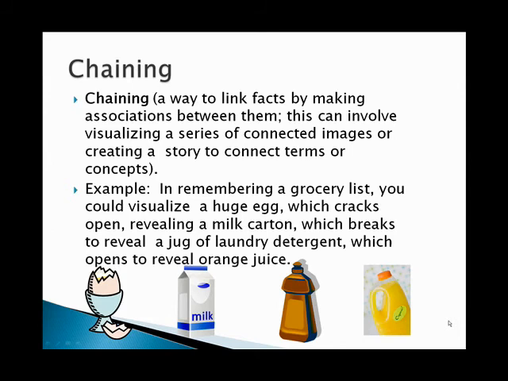Chaining is a way to link facts by making associations between them. This can involve visualizing a series of connected images or creating a story to connect terms or concepts. Example: in remembering a grocery list, you could visualize a huge egg, which cracks open, revealing a milk carton, which breaks to reveal a jug of laundry detergent, which opens to reveal orange juice.